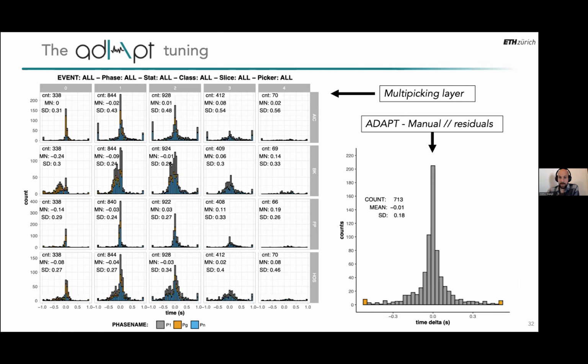So what happened is that the combination, as I said, of this multi-picking stage plus the validation layer led us to the final residual between the final ADAPT picking system and the manual observer.